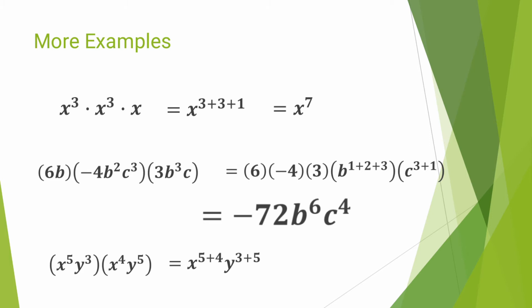Another one, we have x to the fifth y cubed times x to the fourth y fifth. Keep the base x and y and add the exponents. 5 plus 4 and 3 plus 5. So the answer is x raised to the power of 9 and y raised to the power of 8.